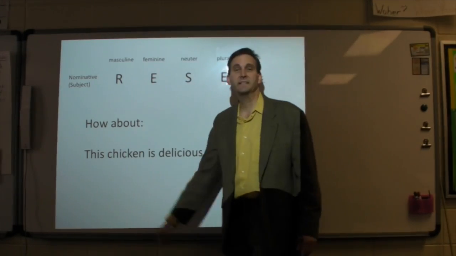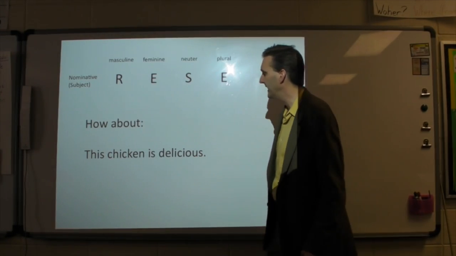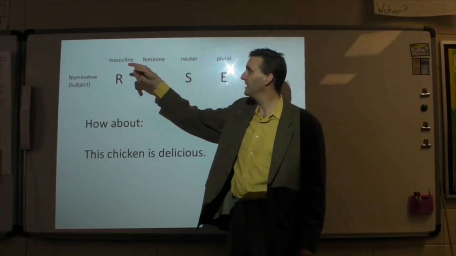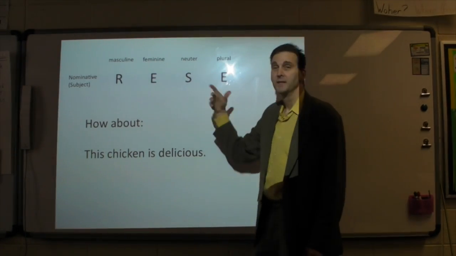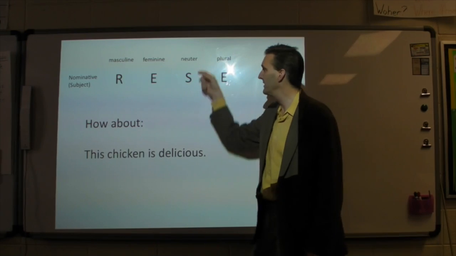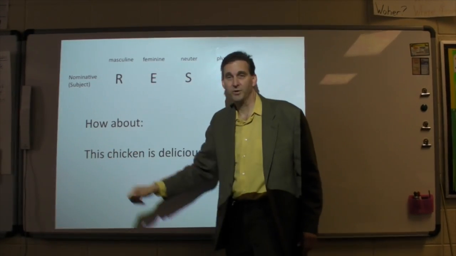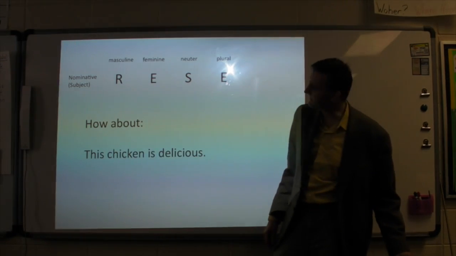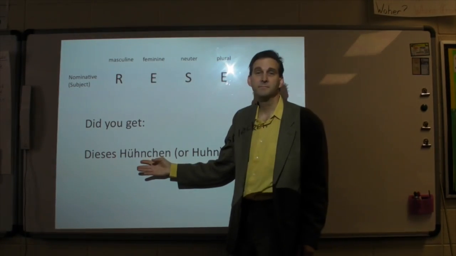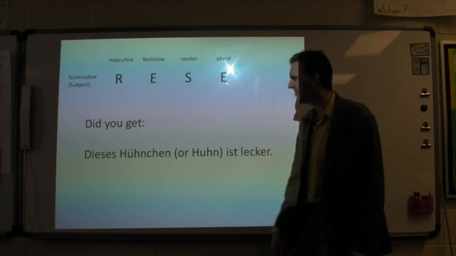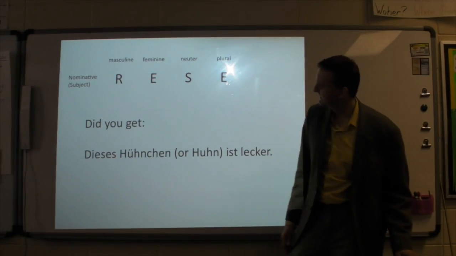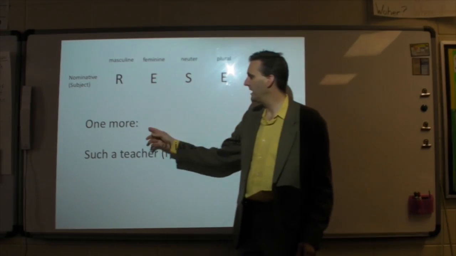How about this chicken is delicious? Okay, chicken. Do you remember which was masculine, feminine, neuter, or plural? We found out in lesson 1 that chicken's neuter. Alright, so we're going to need an S on the word this. So, dieses, and you can either say Hündchen or Huhn. Okay. I'd probably say Hündchen. Okay. Ist lecker. How about one more?